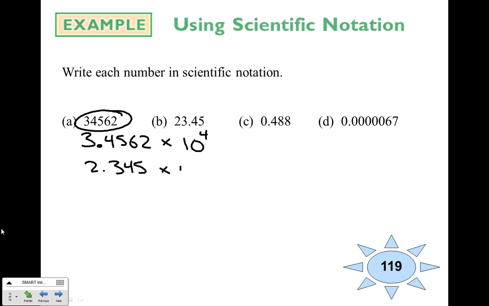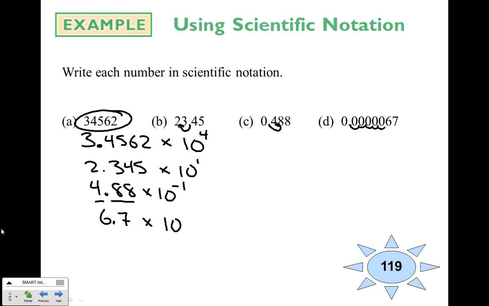Second one, 2.345 times 10 to the, we had to move our decimal place once. All right, now, scientific notation, 4.88 times 10 to the, we moved our decimal place once. But we want our number to go from 4.88 and get smaller by 1 place, so negative 1. All right, lastly, scientific notation. 6 is the first significant digit I see. 6.7 times 10, 1, 2, 3, 4, 5, 6 to the negative 6. 119 is yours to try. See if you can do scientific notation.